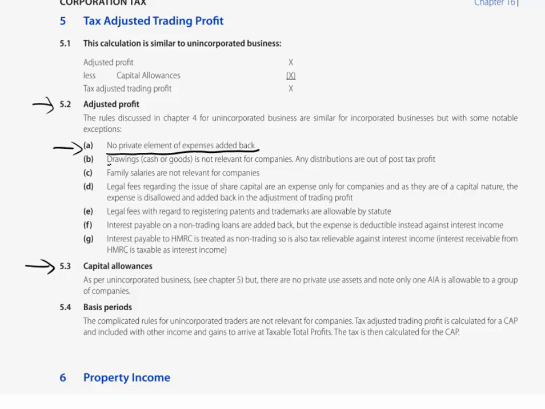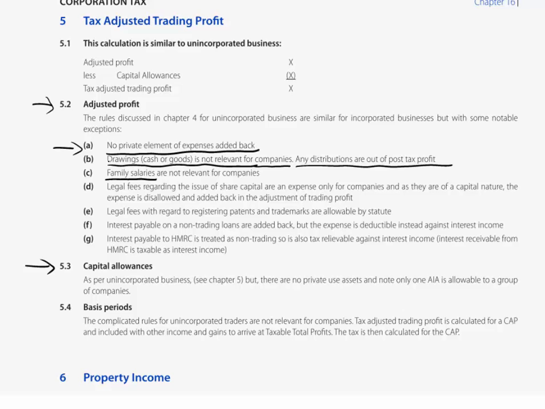Also, of course, there are no drawings here, either cash or goods, not relevant for companies. Any distributions are out of post-tax profits, i.e. dividends. They are not, of course, allowable expenses. So you won't see drawings. There won't be family salaries there. Either someone is an employee or they're not an employee. There'll be no family salary adjustments in terms of your adjustment of profits.